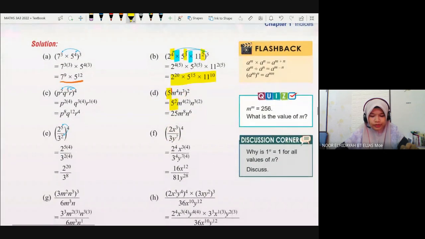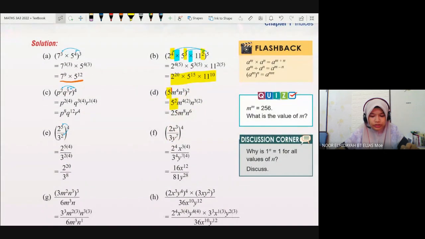Okay. And then you have question E. Okay. Jangan confuse antara base and coefficient. For the question D, this one is the coefficients. Okay, the coefficients. This one, for the question E, 2 and 3 is the base. Right? Okay.